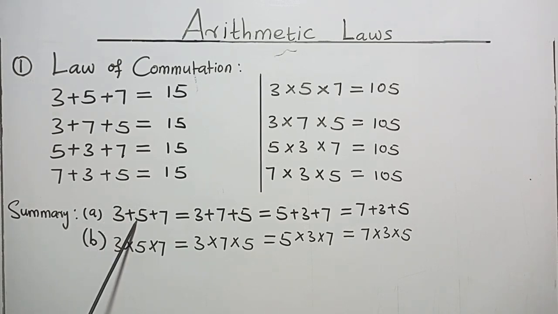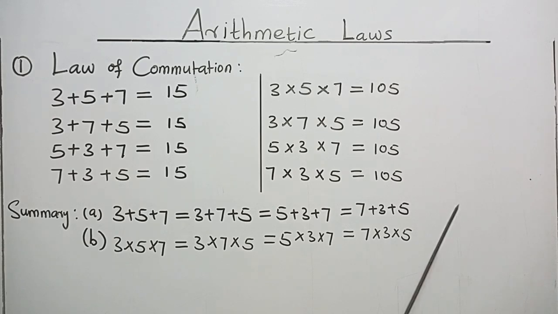So 3 plus 5 plus 7 will give us the same answer as 3 plus 7 plus 5, the same answer as 5 plus 3 plus 7, the same answer as 7 plus 3 plus 5. And the answer becomes 15.